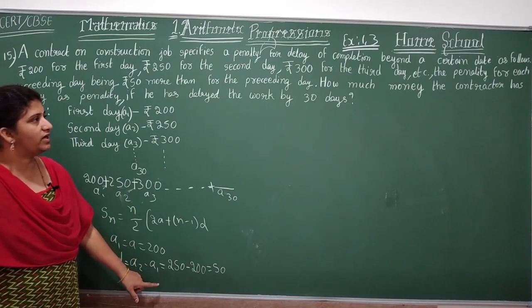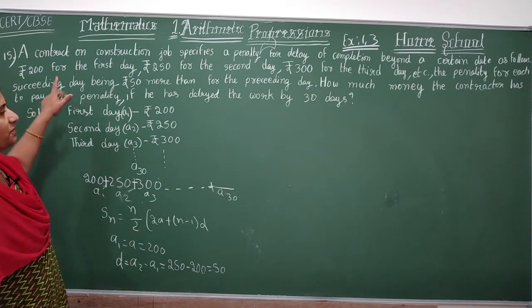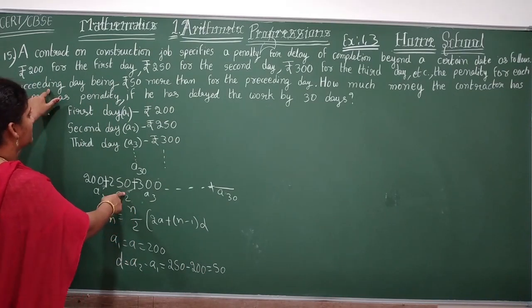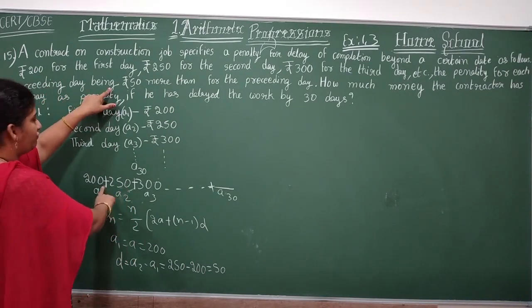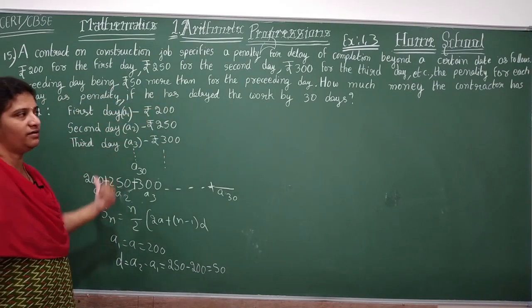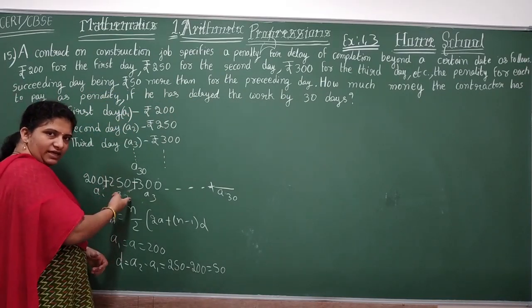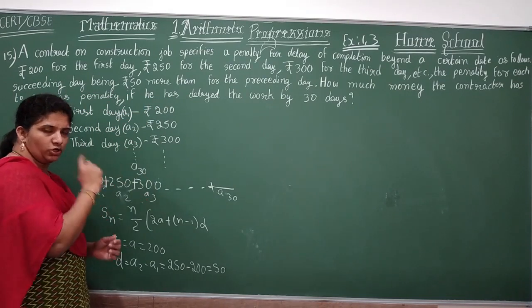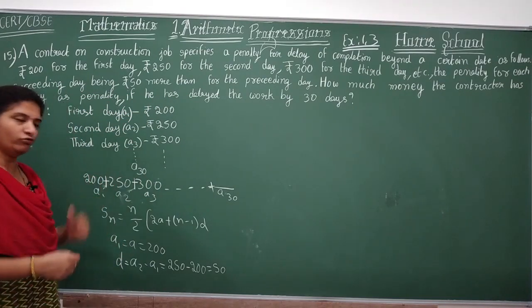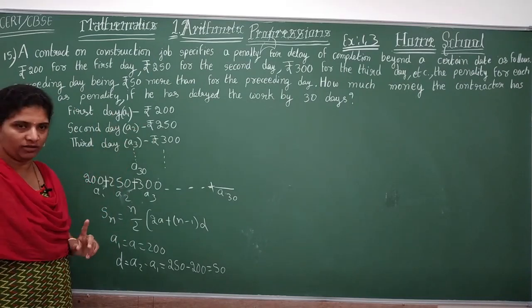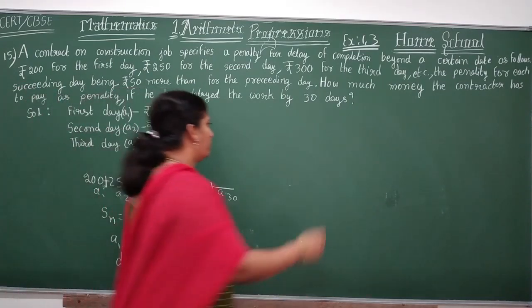So this word we have seen here, look here. Each succeeding term being 50 more than the preceding day. Preceding day 200 and succeeding day 50 more means what? 200 plus 50 will be 250. I hope you all have understood the problem now. Let's apply in the formula.